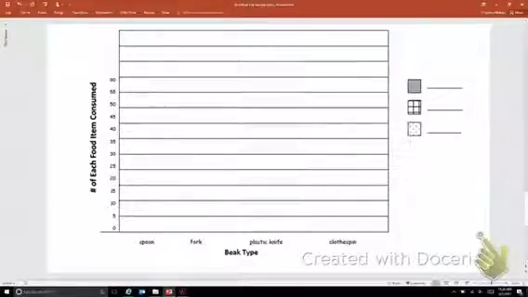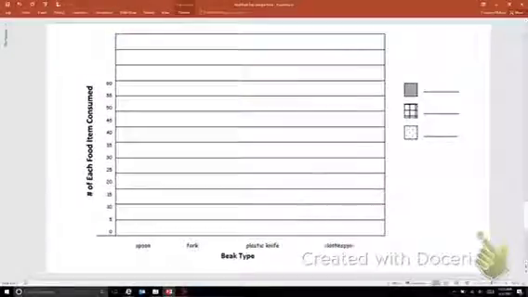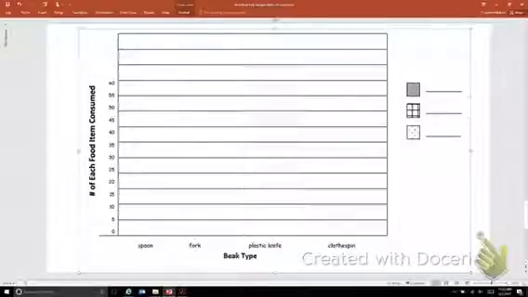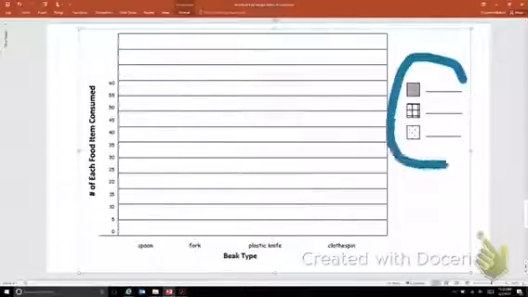The next thing that some people had questions on was our graphs. And so on the first graph, on the x-axis, you are having to plot beak type. And so the beaks, again, were spoons, forks, plastic knife, and a clothespin. And then the y-axis, you had to plot the number of each food item that was consumed. If you look over to the side here, you can see that you do have a key. And so that key is right here.